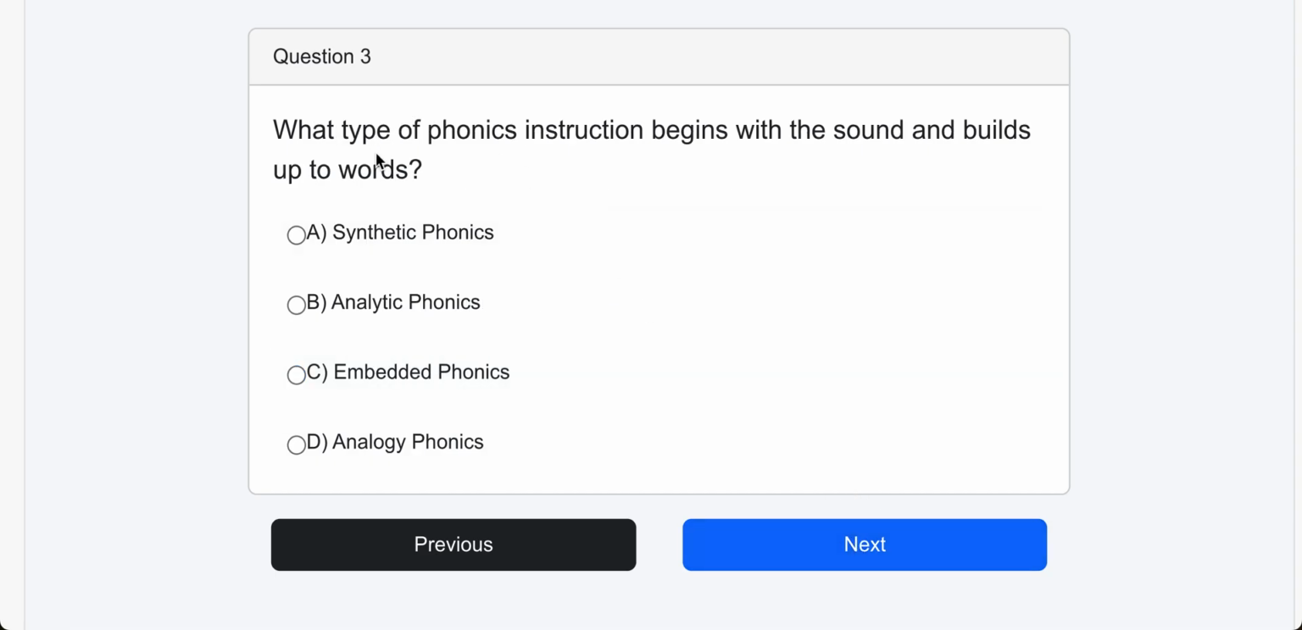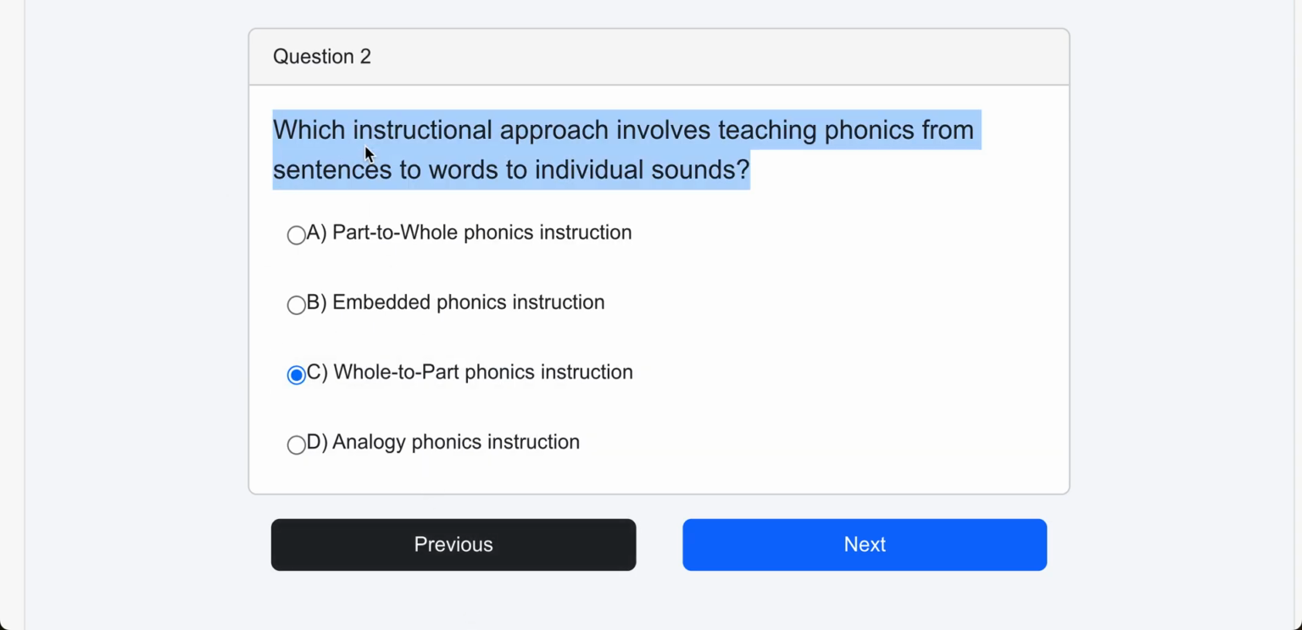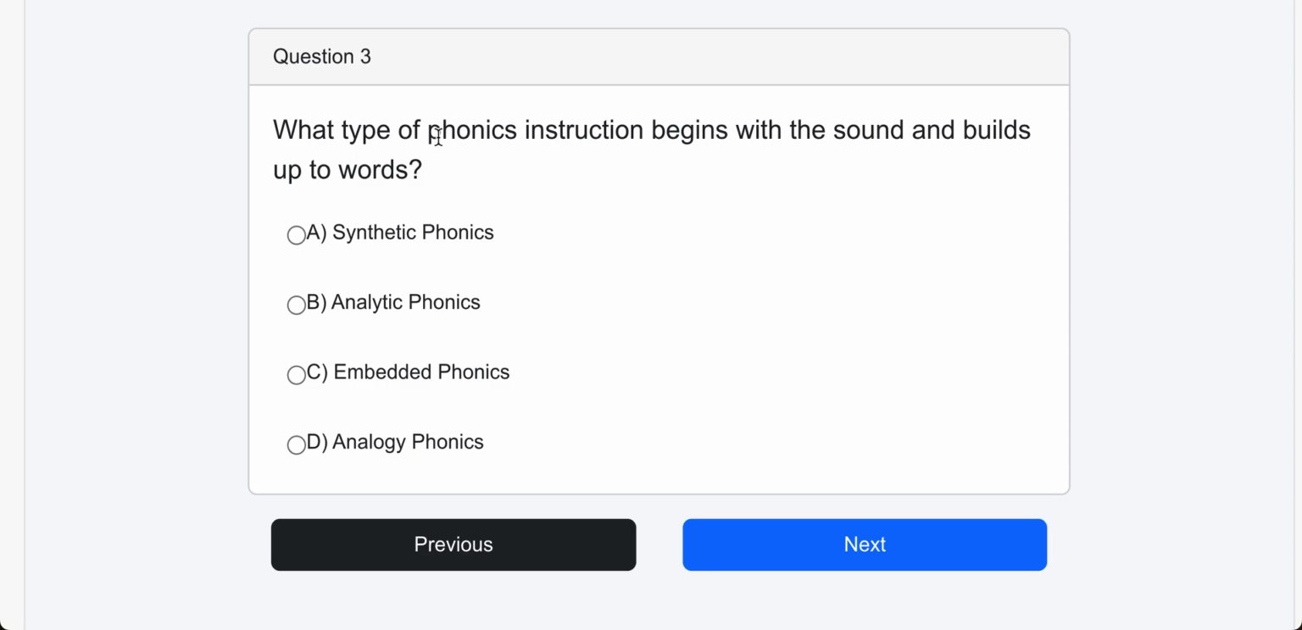Moving on to question number 3, this reads, what type of phonics instruction begins with the sound and builds up to words? So now we can actually click the previous button here. Question number 2 is, which instructional approach involves teaching words to individual sounds? And question number 3 is talking about which instructional strategy begins with sounds and builds up to words, and probably then goes to paragraphs, and probably then goes to stories. Take a moment here, read all of the answer options, and let's go.